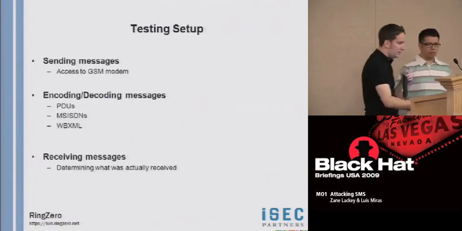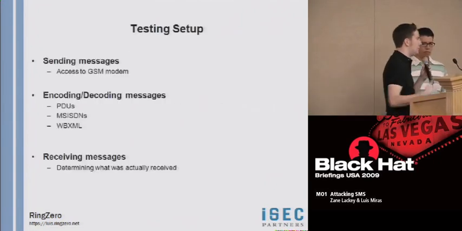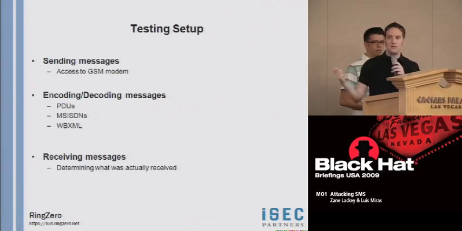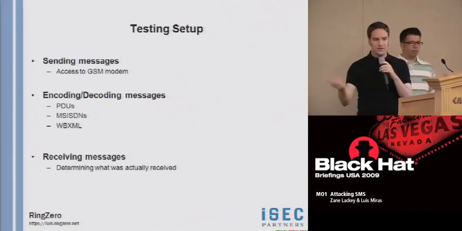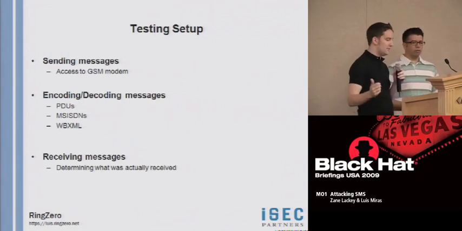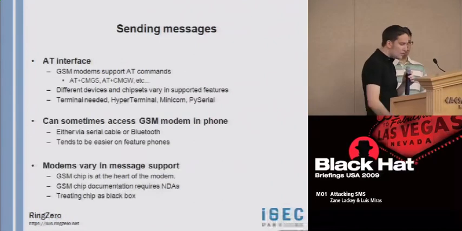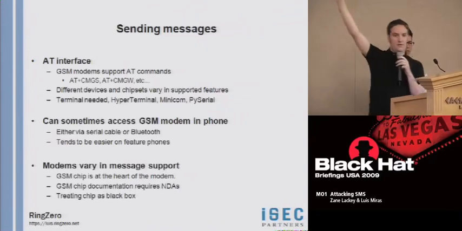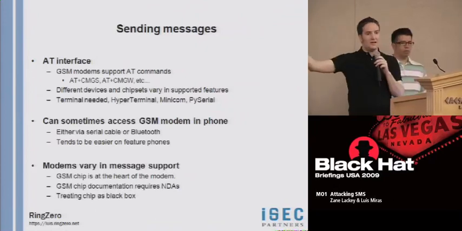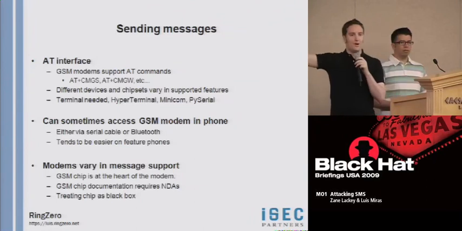So, our testing environment. We have to do three things to be able to do testing. We have to be able to send messages. We need a way to encode the messages into the format they're actually sent in on the network. And we need a way to receive messages. So how many people had dial-up access to the internet first? Yes? OK. Remember those AT commands that you had to mess with? They never went away. They're still here.